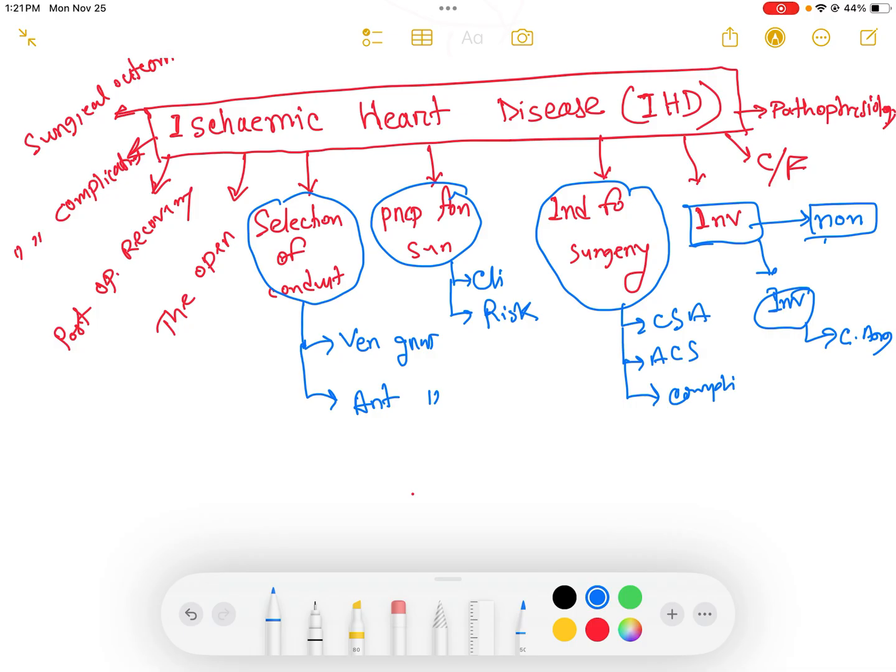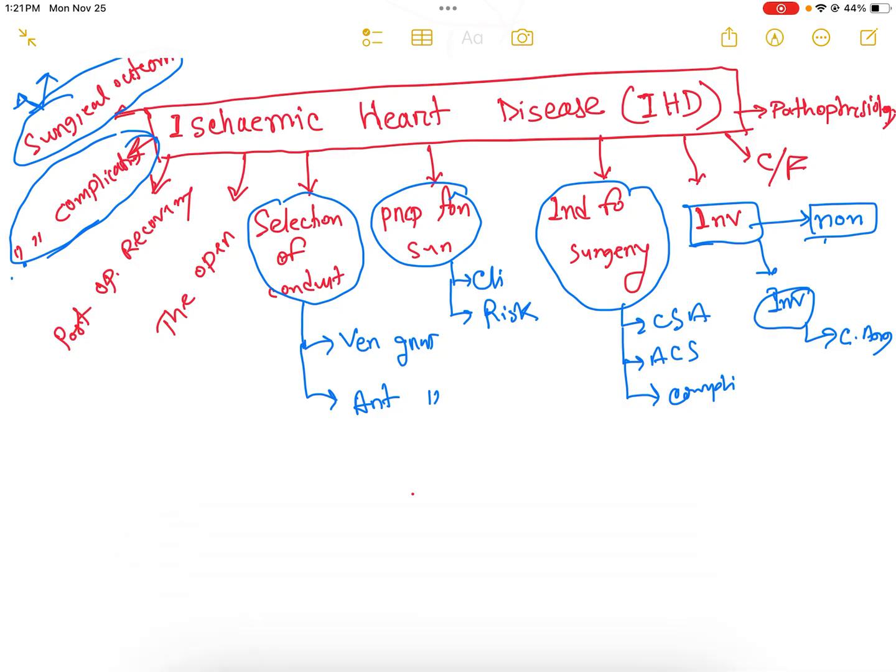Complications of operation or post-operative complications. Post-operative complications include bleeding, arrhythmias, poor cardiac output, neurological dysfunction, wound infection, and mortality. Surgical outcomes include relief of symptoms and survival. So now we will go to the description.